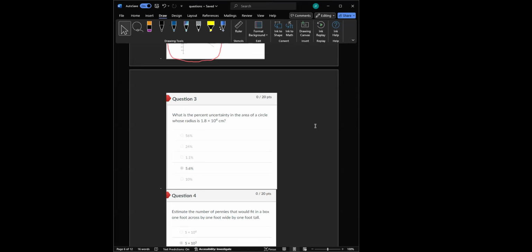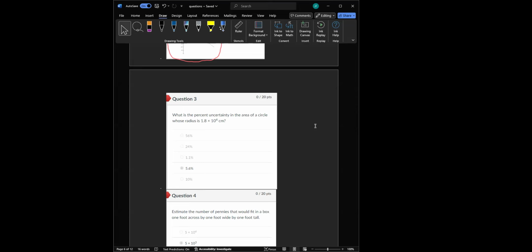So then you round to just two sig figs because the radius was to two sig figs. That would give you 1.0 times 10 to the ninth. So you would end up doing 0.1 over 1.8? No, 0.1 divided by 1.0 times 10 to the ninth, because that's the area. Oh, so you do it by the whole area, not 1.0. Exactly.